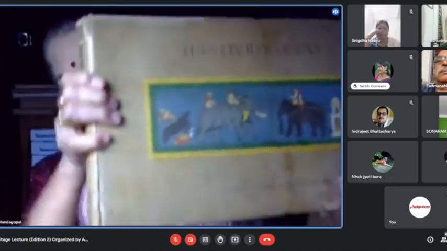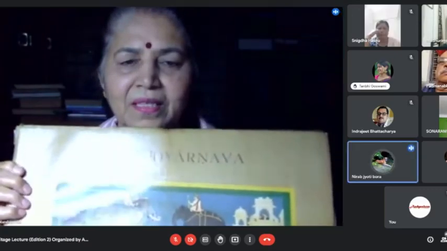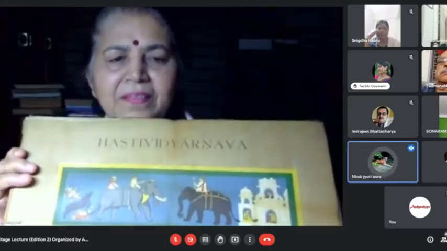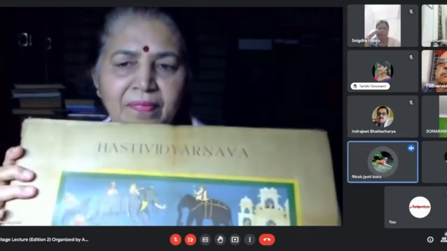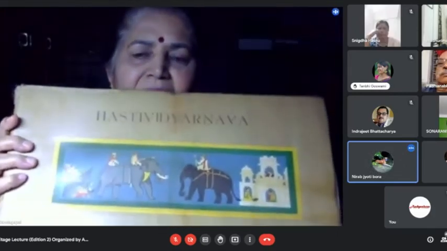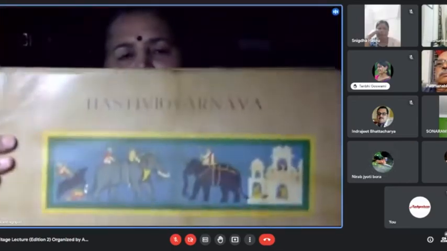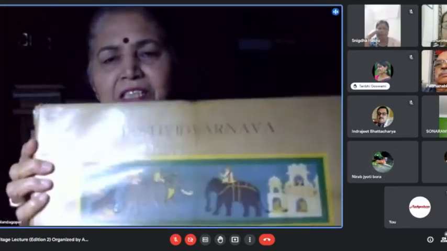So this was also presented to me. Yes, ma'am, because during conservation, it would be really difficult for conservators to reuse the paints for the conservation. Yes, I know. So this is another treasure. I have kept it as a treasure.